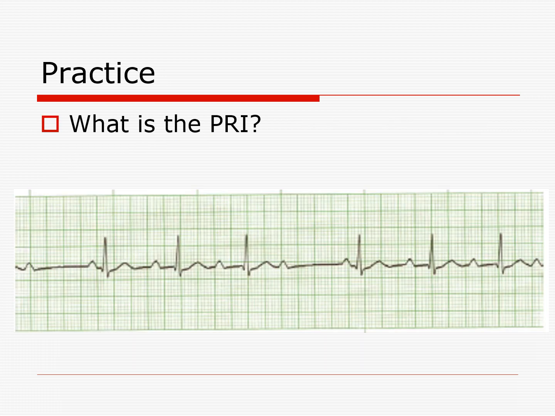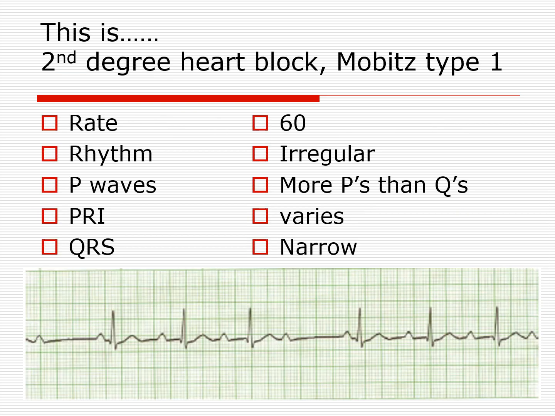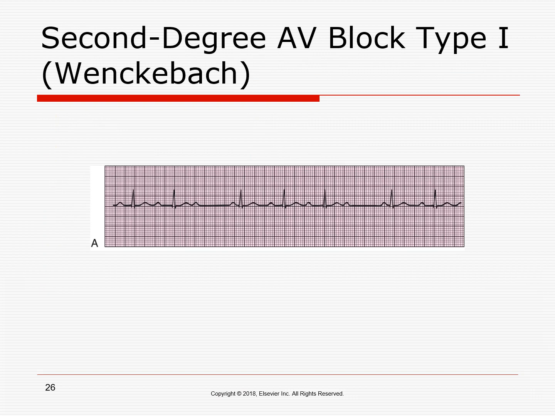All right, so our PRI here, this varies, okay? So it's getting prolonged. Our QRSs are narrow. Okay, so after we go through all of our little checklist, this is again Wenckebach, second degree type 1. Again, the husband comes home later and later every night until one night he doesn't come home at all. And here is another example from your textbook. So you can see the PR interval getting longer, kind of in that middle group, and then it just drops.